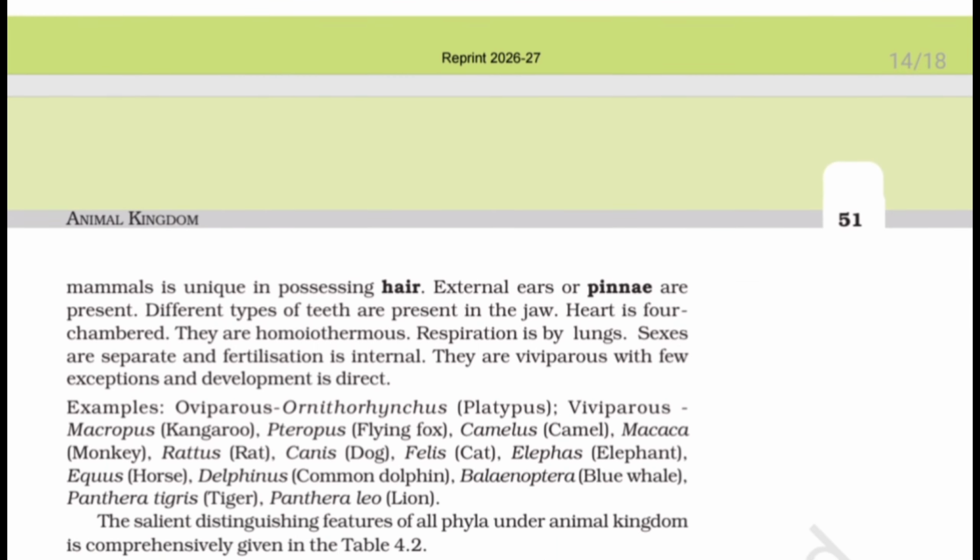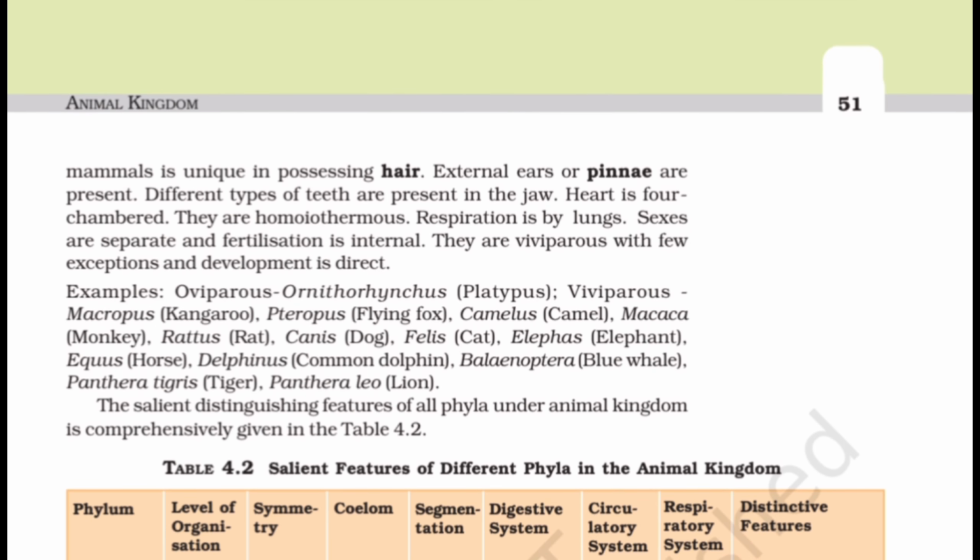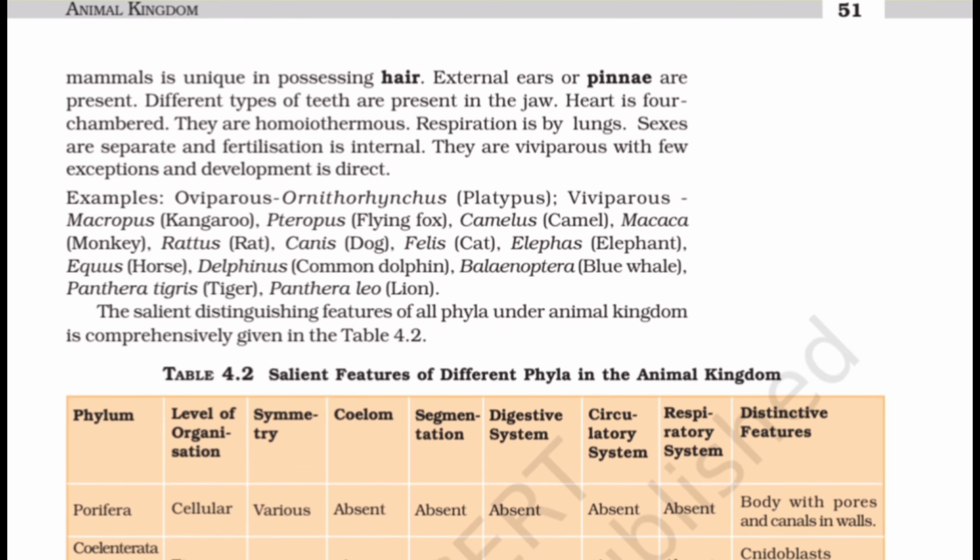The skin of the mammal is unique in possessing hair. External ear or pinna is present. Different types of teeth are present in the jaw, which are called heterodont teeth. Heart is four-chambered. They are homeothermous. Respiration is by lungs. Sexes are separate and fertilization is internal. They are viviparous with few exceptions and development is direct.